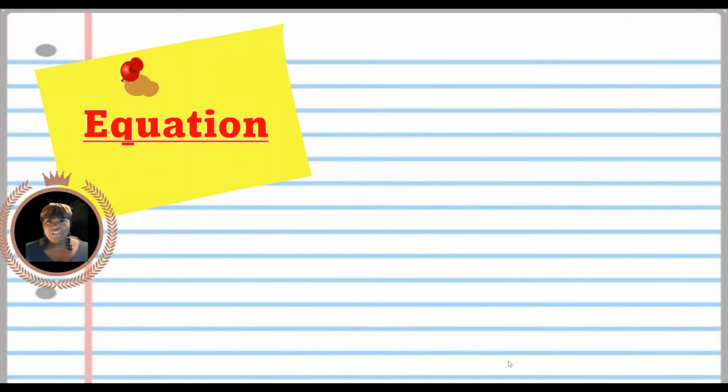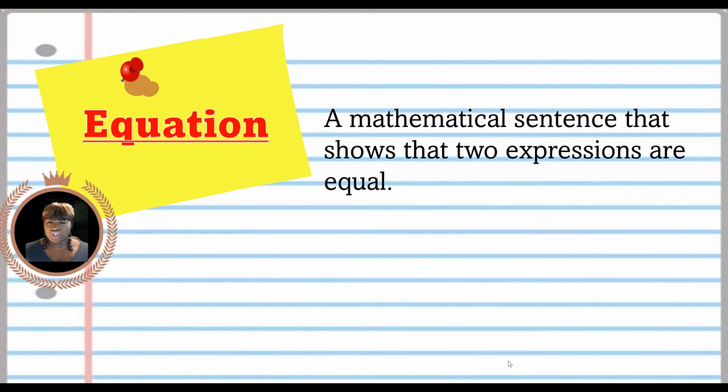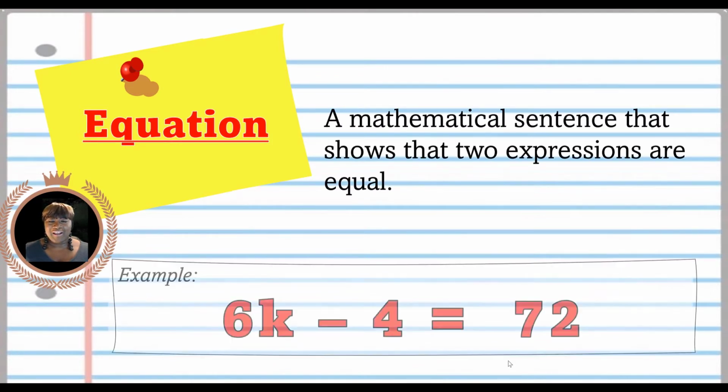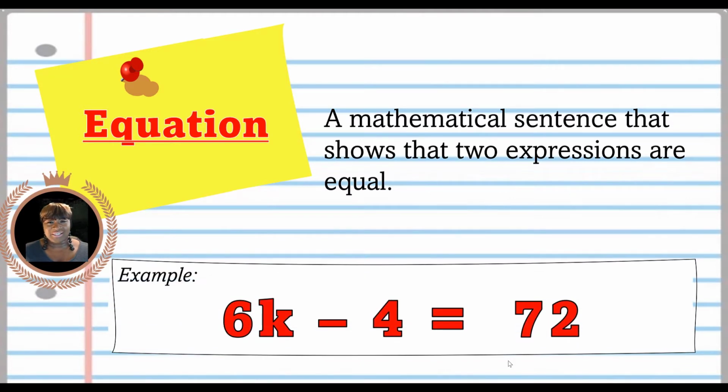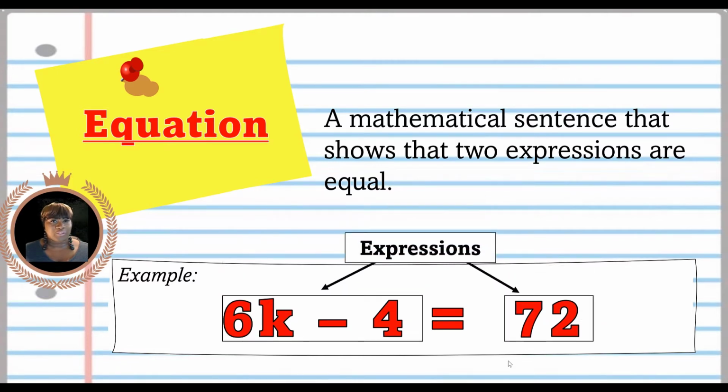Equation. An equation is a mathematical sentence that shows that two expressions are equal. In our example, we have the equation 6k minus 4 equals 72. This equation consists of two expressions and an equality. The expression on the left is 6k minus 4. The expression on the right is 72. What separates both expressions is the equal sign, also known as the equality.